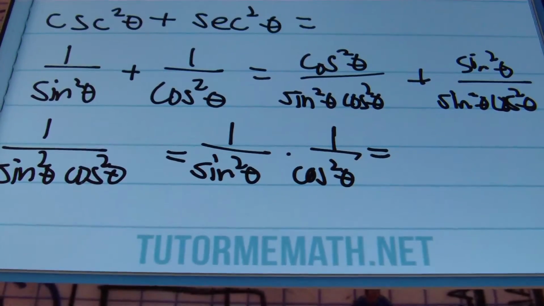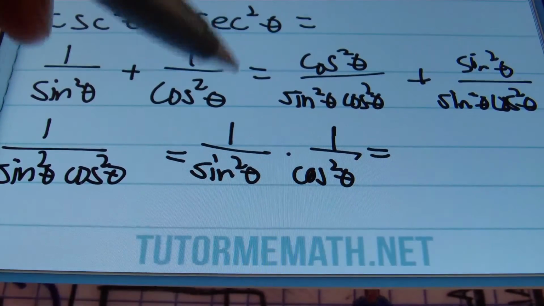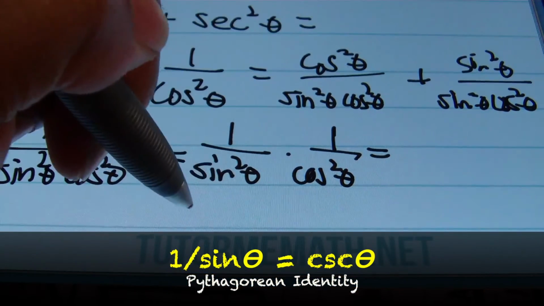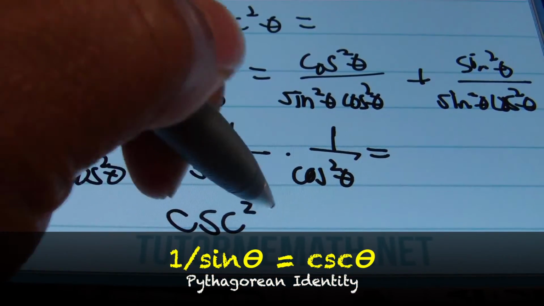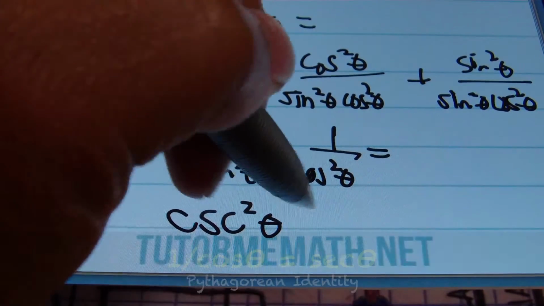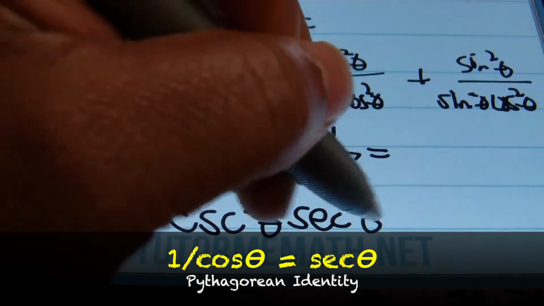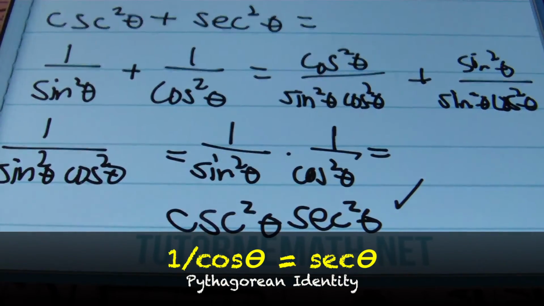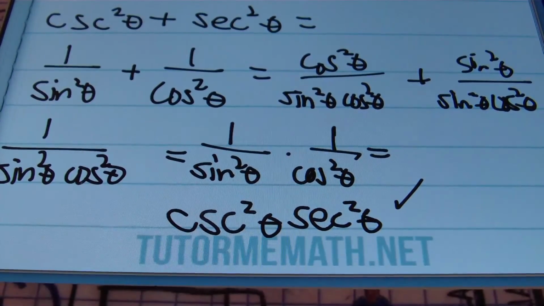Well, it turns out using your reciprocal identities, you should know that 1 over sine squared theta is cosecant squared theta. And then 1 divided by cosine squared theta is secant squared theta. All right. And that checks out. Left side equals the right side. On to problem number 5.